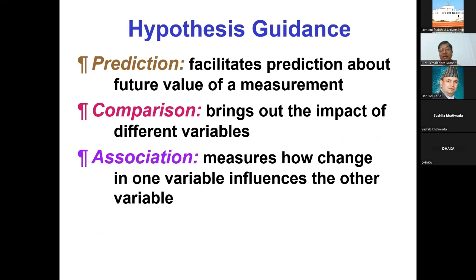Again, hypothesis guidance. There are three things: prediction, comparison, and association. Prediction facilitates prediction about the future value of a measurement. Comparison brings about the impact of different variables. We have seen already how concepts are changing. Association measures how change in one variable influences the other variable.